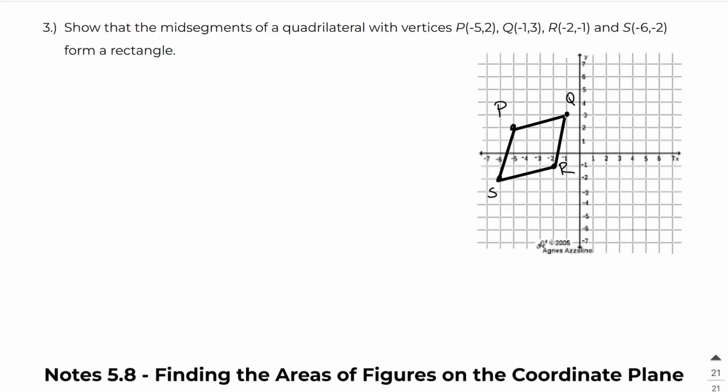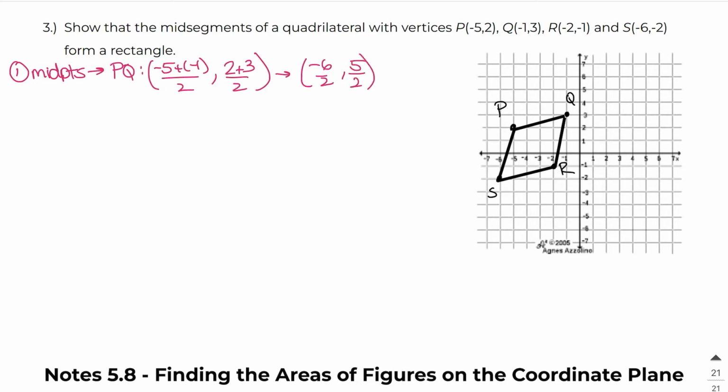So here you're going to want to write small again. First thing I want to do is find all the midpoints, okay? So the midpoint of PQ would be x1 plus x2 over 2, so negative 5 plus negative 1 over 2. And then I would do 2 plus 3, y1 plus y2 over 2. So the midpoint of this right here would be negative 6 over 2, 5 over 2.